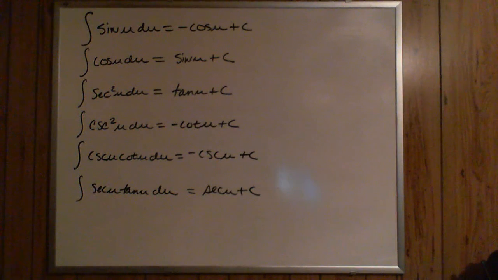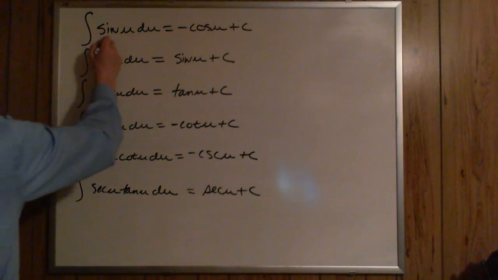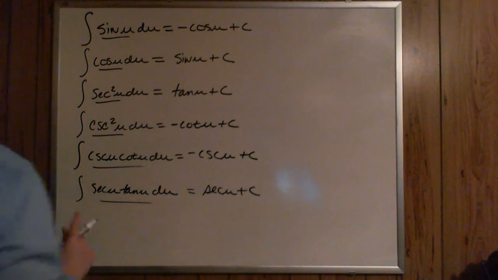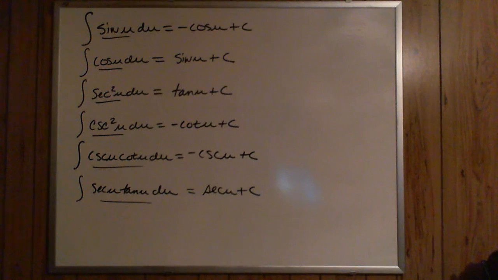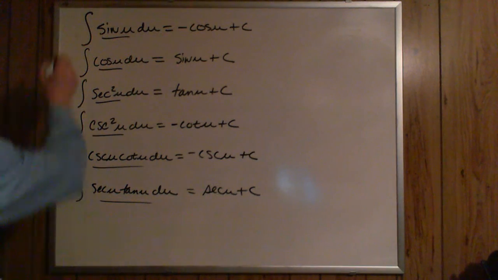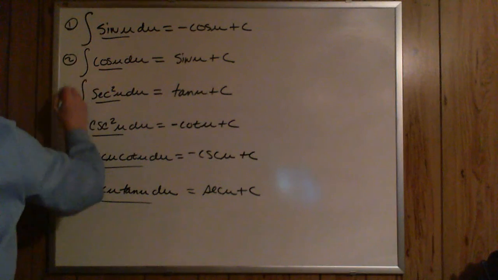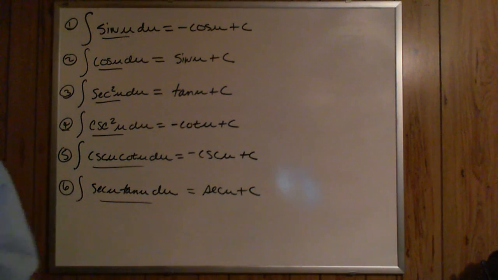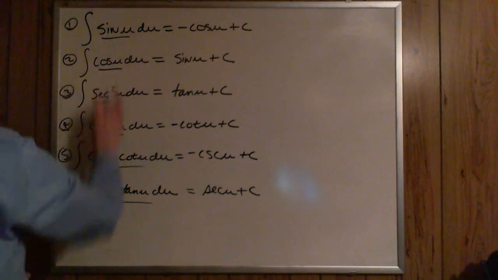So now when we deal with the trigonometric functions, we have to mold the integrand into looking like one of these 6 forms. Sine u, cosine u, secant squared u, cosecant squared u, cosecant u cotangent u, and secant u tangent u. So these are the 6 forms for the trigonometric functions that we are working with right now, that we have to mold the integrand into one of these 6.